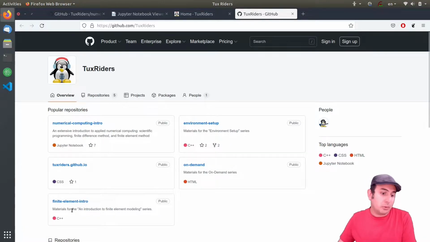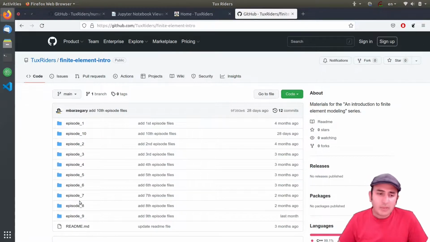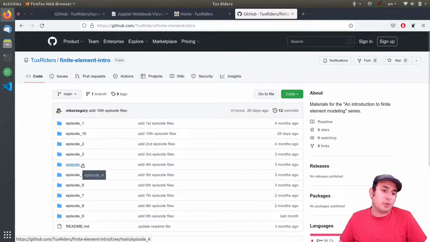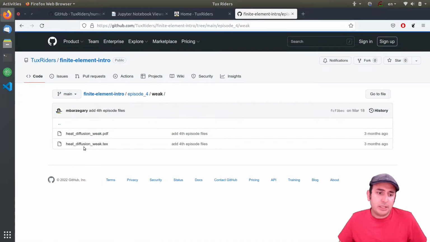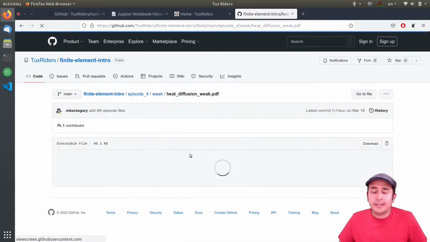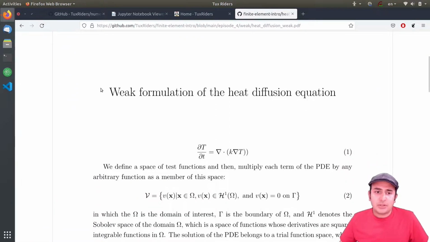If you haven't watched the video, please watch it. In those videos you can see the main approach, or the main workflow, that we usually need to follow when we want to simulate an equation with finite element. So in episode 4, we have the weak formulation here, and this is the file that we had. I want to keep it open here, because that was where we started to derive the weak formulation of this equation.